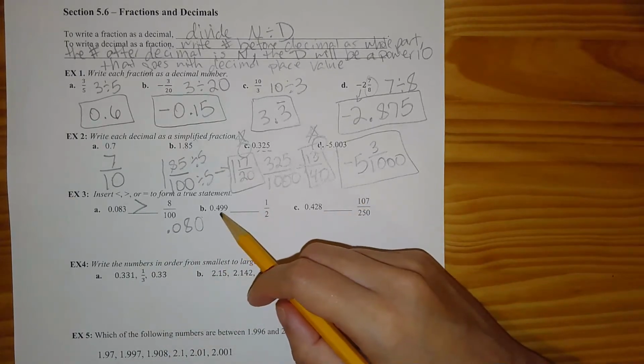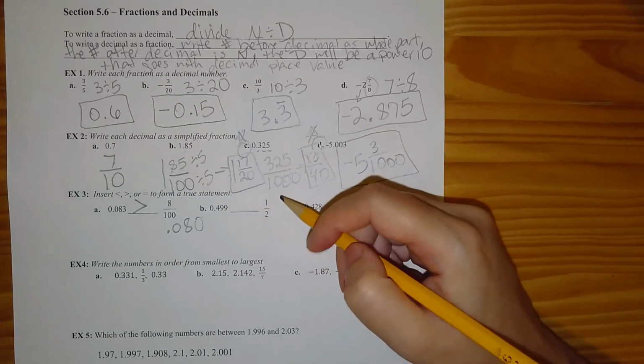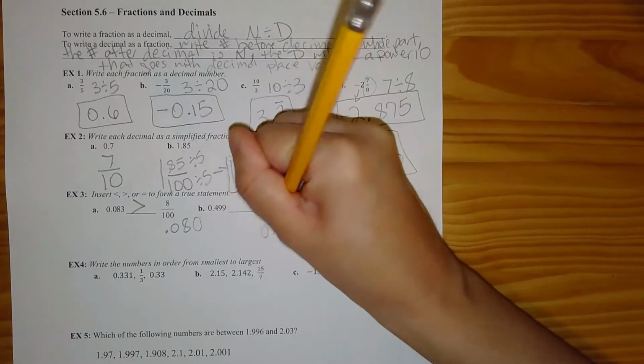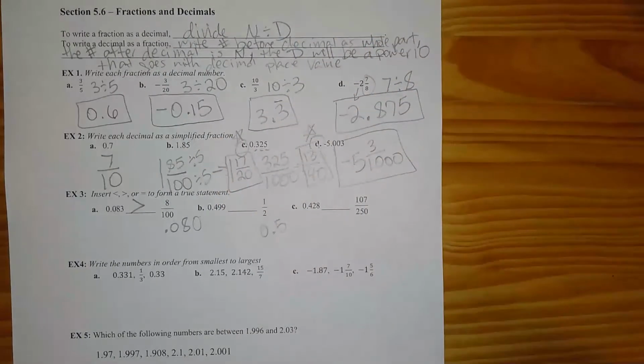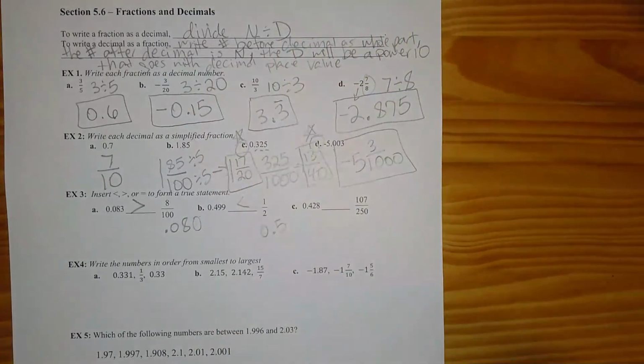Next one, I have 0.499 compared to 1/2. As a decimal, that would be 0.5. So which one's bigger? 0.5 is bigger, so that means that 0.499 is less than 0.5.